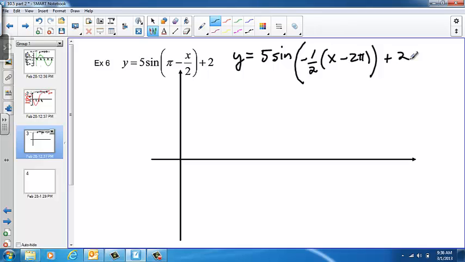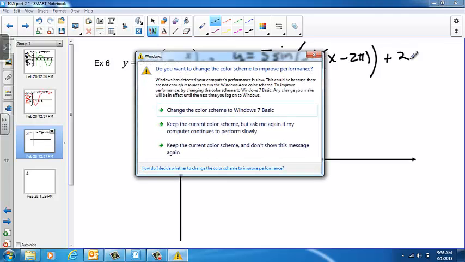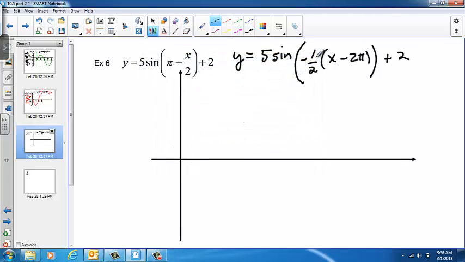Okay? So it's y equals 5 sine, and then inside negative 1/2 times x minus pi over 2. If you were to distribute that negative 1/2 to the x minus pi over 2, you would get the same thing, pi minus x over 2 plus 2.